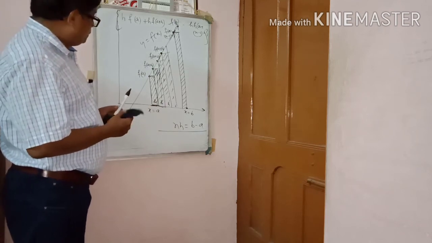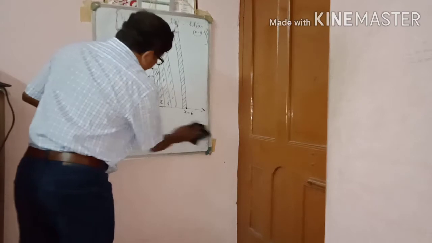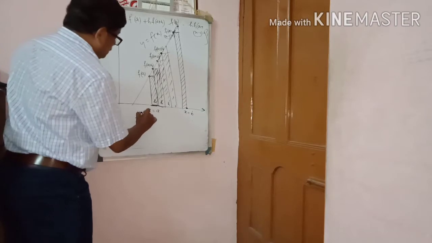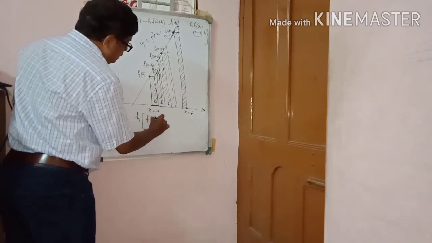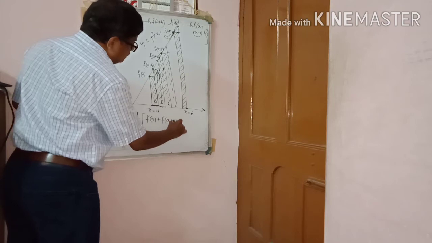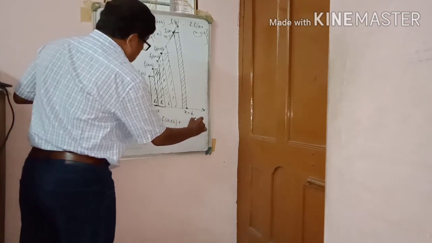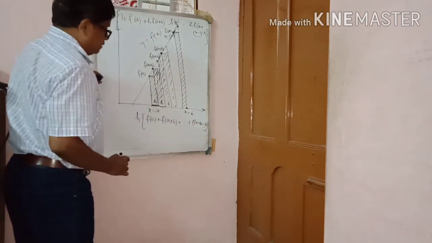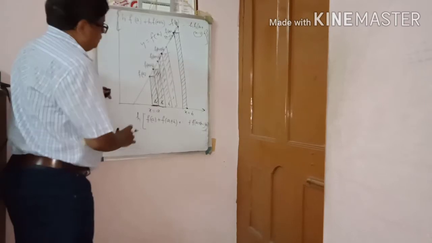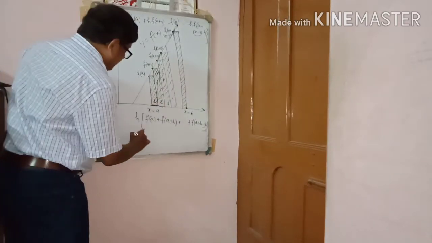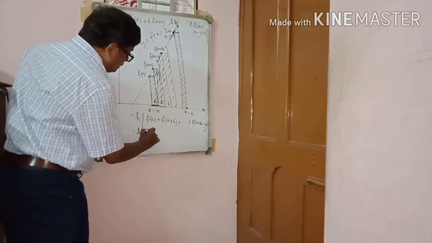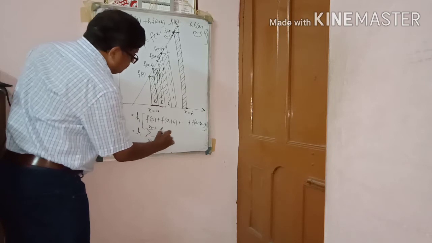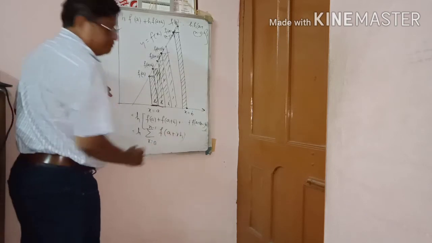So I am writing h common, then f of a plus h up to f of a plus n minus 1 into h. Now I am writing this part in summation form: h summation r equal to 0 to n minus 1 f of a plus r h.